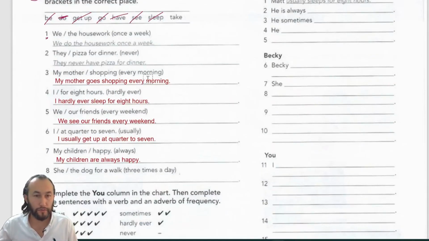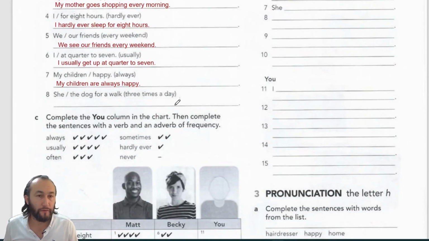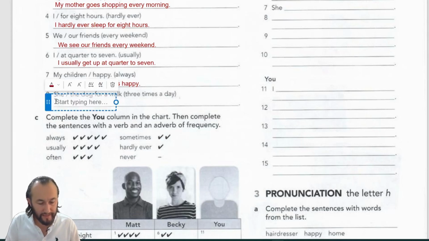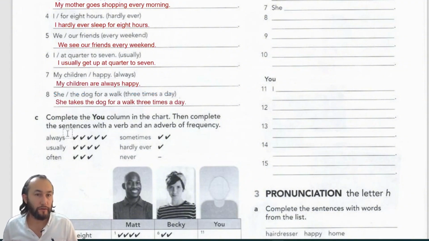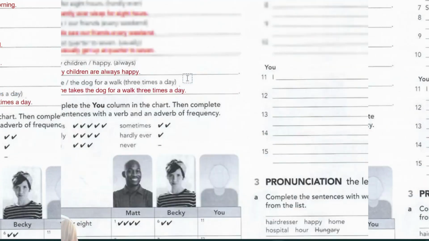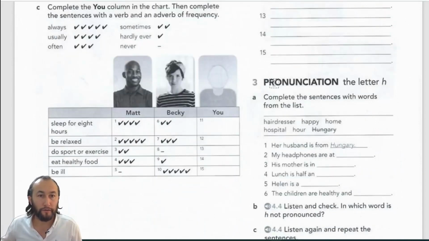And number 8, take, the last word, obviously. Take the dog for a walk. It makes sense, so we're going good, right? Now I'm going to put take with 8. Three times a day is an expression of frequency, so it's going to come at the end of the sentence. She takes the dog for a walk three times a day. All right, so we're moving to exercise C, guys. Exercise C is asking us to complete the U column in the chart.